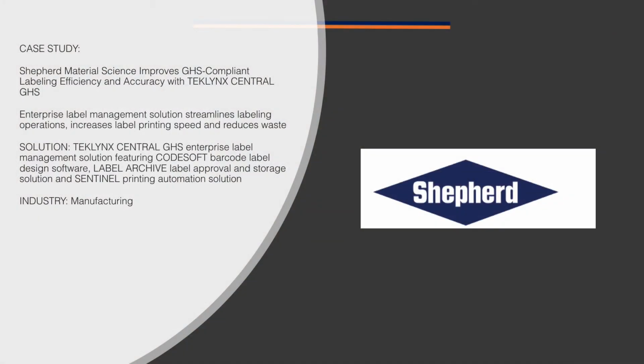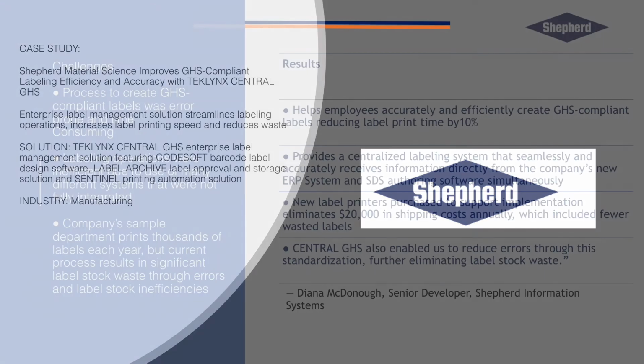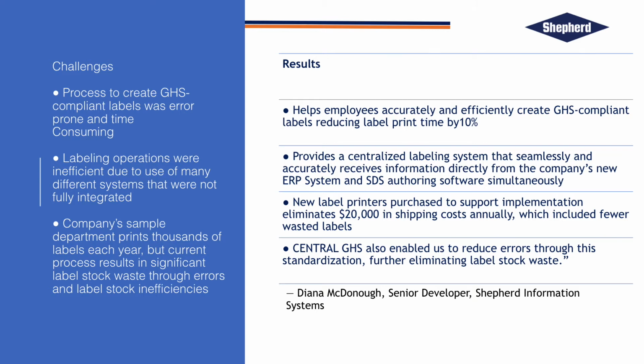A quick case study. Shepherd Manufacturing is a privately held organization. They have about 300 employees. They're in the chemical business. And their challenge was GHS labels. GHS labels are the labels that have the red diamonds on them. And so those are very compliant structured. And so they were struggling with disparate label generation software packages throughout the organization. So they lost all those efficiencies. They didn't have consistency. And so they bought into the enterprise labeling solution set, and it turned their company around.